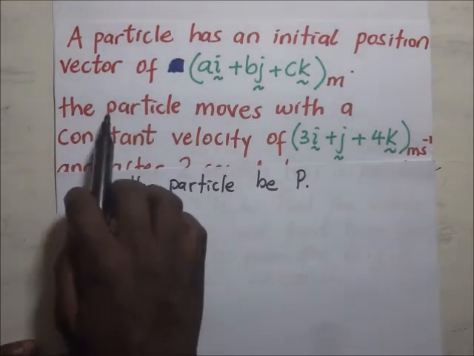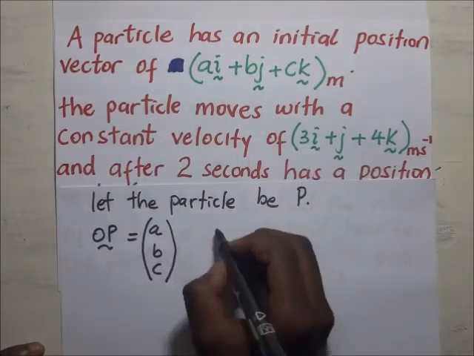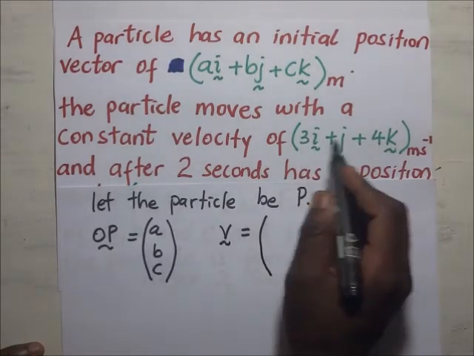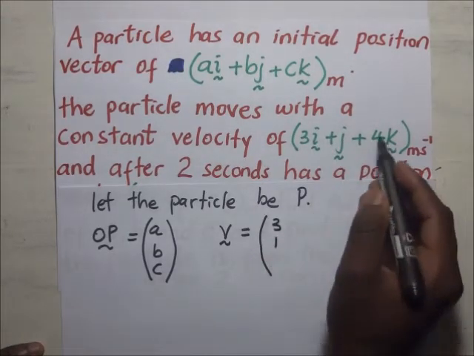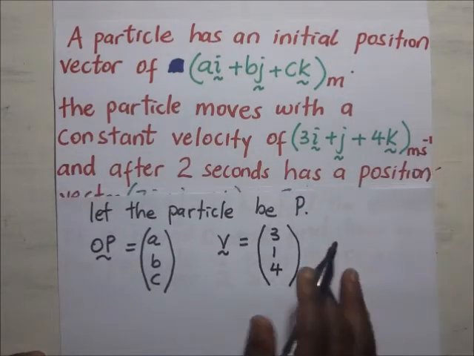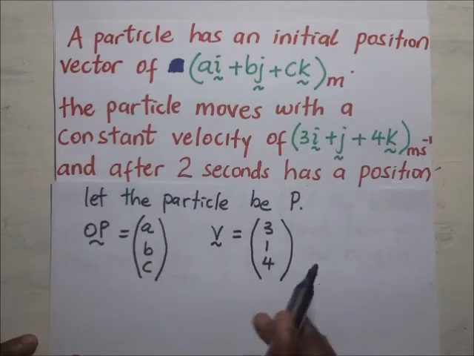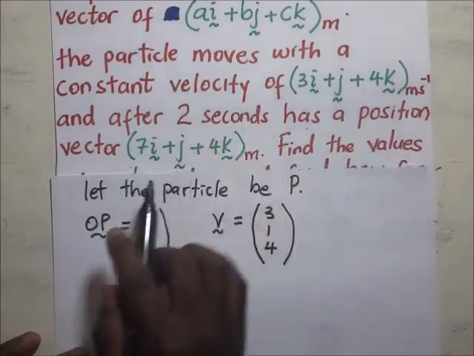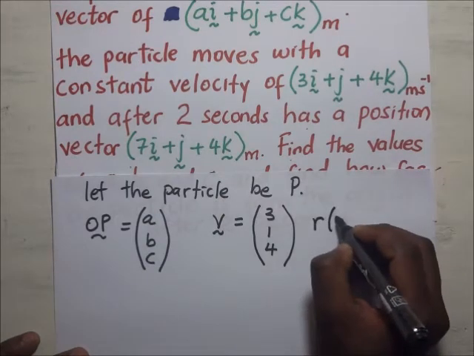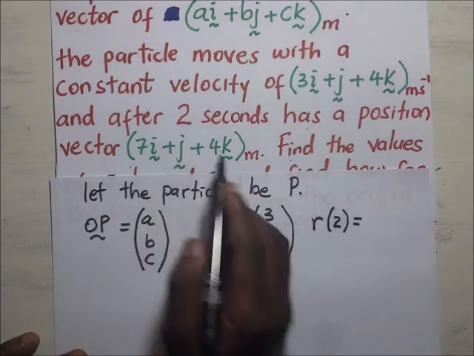Then they're telling us that the particle moves with a constant velocity of this. So the velocity vector it moves with is (3, 1, 4) meters per second. And after 2 seconds, it has a position vector of that. So after 2 seconds, this is its position vector. Meaning its position vector after 2 seconds is going to be equal to (7, 1, 4).